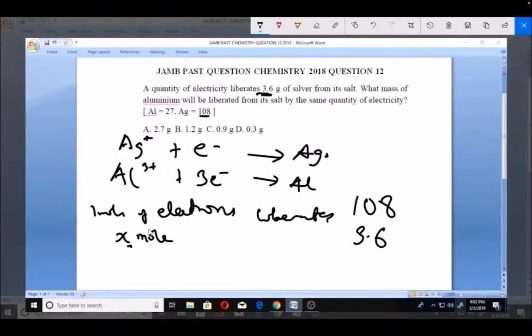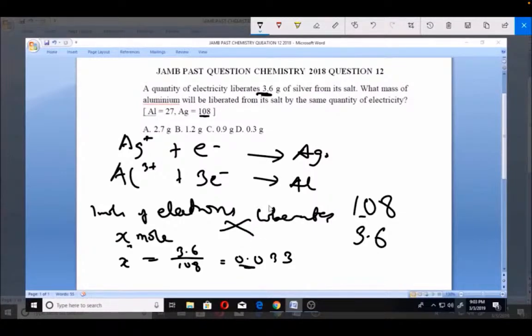So you have 1 mole liberating 108, x mole liberates 3.6. So make x the subject of the formula. You cross multiply, x is equal to 3.6 all over 108. And this will give you 0.033. So if you do 3.6 over 108, you have 0.033. So this is the quantity of electricity that we are talking about.